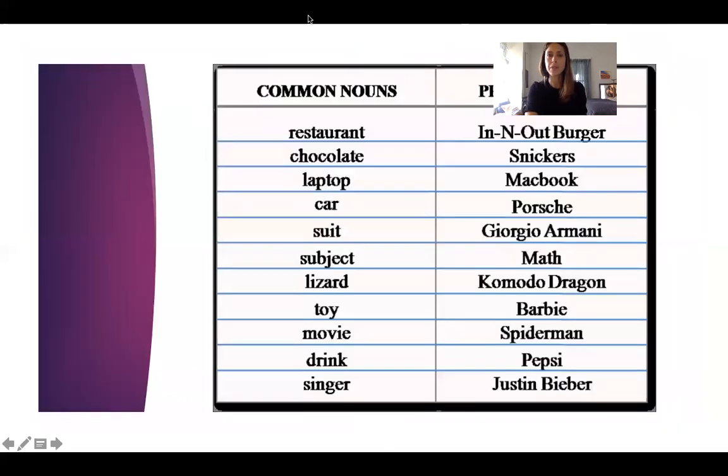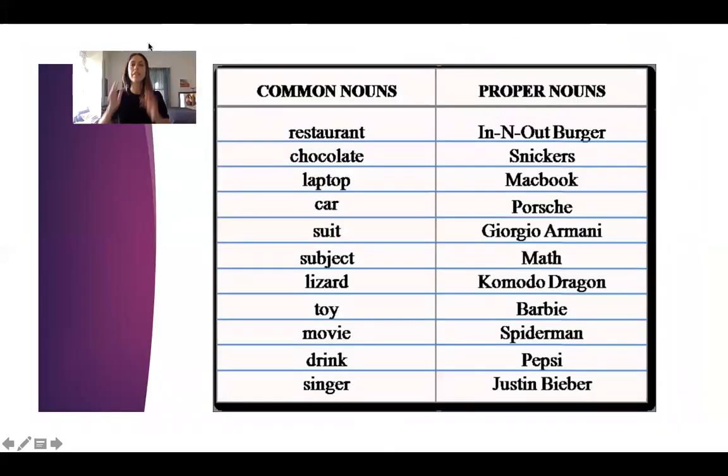Here are some other examples for us. You can read these in your own time, but basically we always capitalize the right-hand side because these are names, and we do not capitalize the left-hand side because these are general terms. Okay? So you can pause that and read through on your own time if you would like.